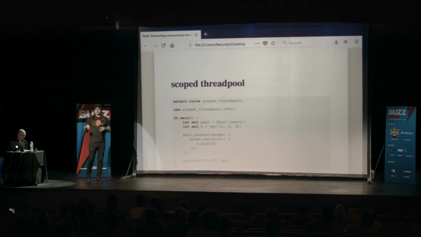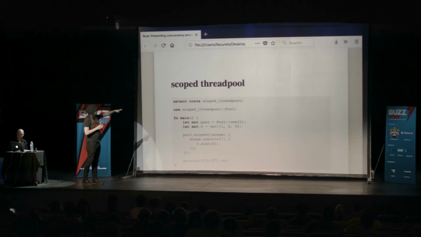Well, there's a package called scoped thread pool, and what scoped thread pool does is it gives you something similar to thread spawn, but it doesn't have that static requirement. And so this is how you use external packages for the next couple months at least. We're going to deprecate it so this works automatically and whatever. We can talk about that later.